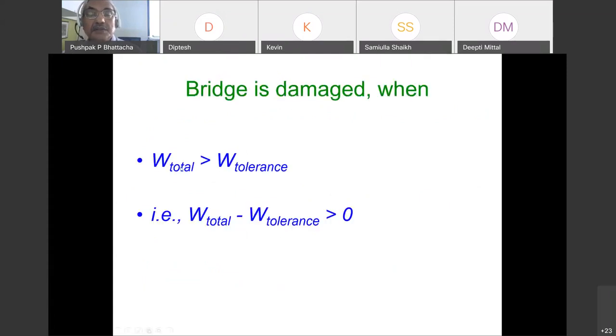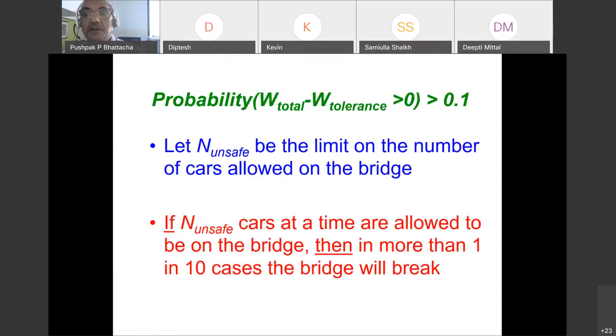So our condition was that total weight should exceed the tolerance level, both of which are normally distributed probabilistic variables. So equivalently, W total minus W tolerance should be greater than 0. Now, W total minus W tolerance also cannot be a deterministic statement, both of them being probabilistic variables. This quantity of W total minus W tolerance being greater than 0 also must be a probabilistic statement. And there again, I fix my threshold. Okay, I make that probability exceed 0.1.